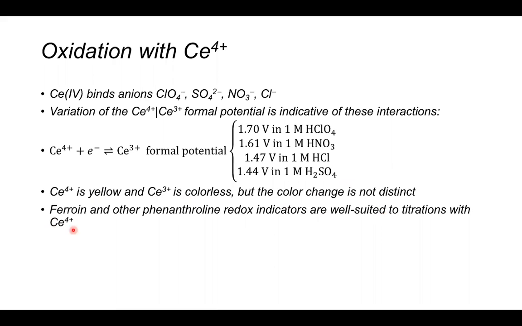Ferroin, which we saw earlier, which was the 1,10 phenanthroline, and other phenanthroline redox indicators are well suited to titrations with cerium 4 plus. That's because they're pretty good at complexing those as complexing ligands. Cerium 4 plus can be used in place of potassium permanganate in many different procedures. So if you don't have potassium permanganate, but you do have cerium 4 plus, you can use that.